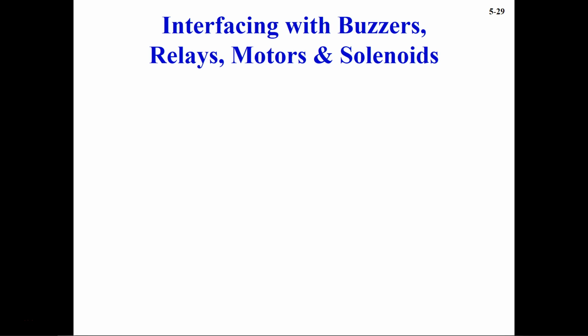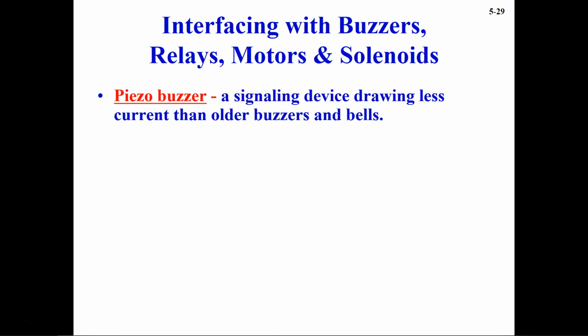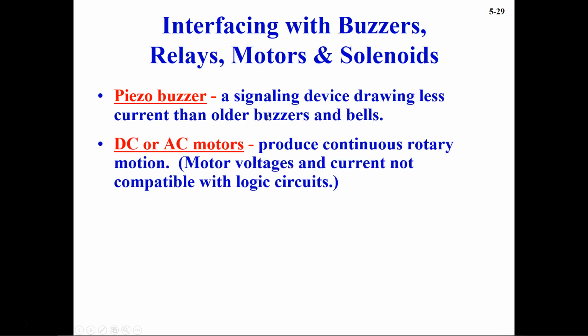Now let's see interfacing with buzzers, relays, motors and solenoids. So let's see. First is a piezo buzzer, a signaling device drawing less current than older buzzers and bells. So this is a modern buzzer which can create a noise, or it's like a bell, but it is not like a traditional buzzer. And then we have AC or DC motors, which produce continuous rotary motion.